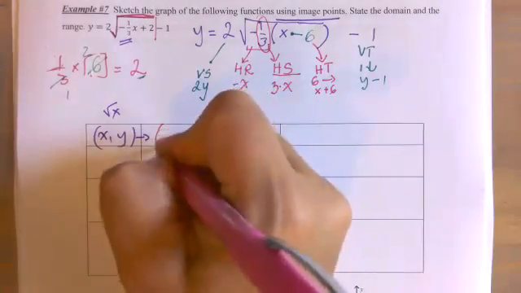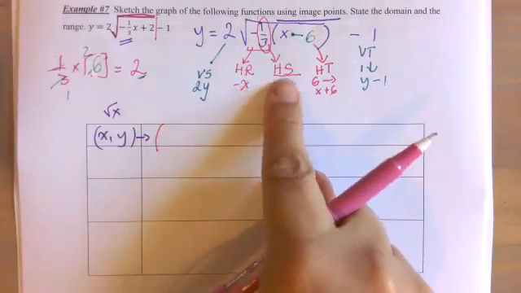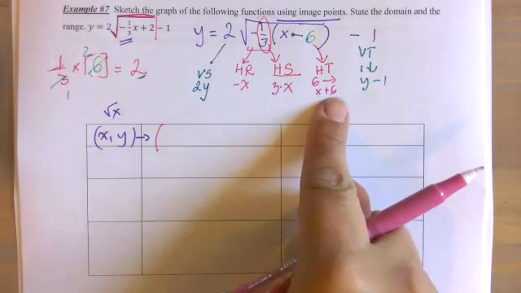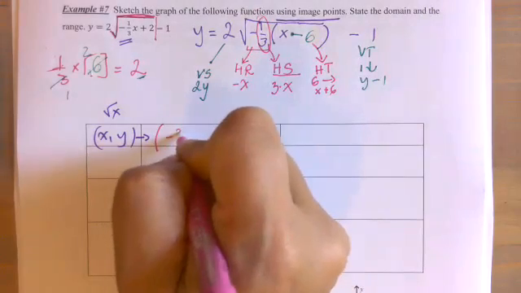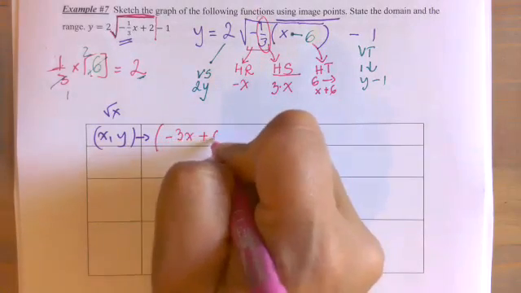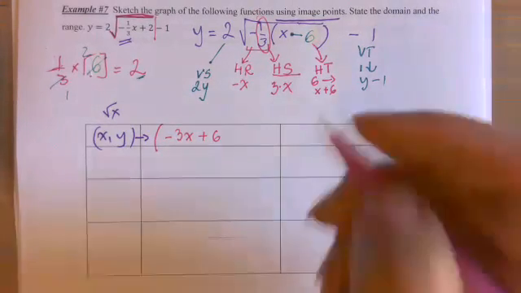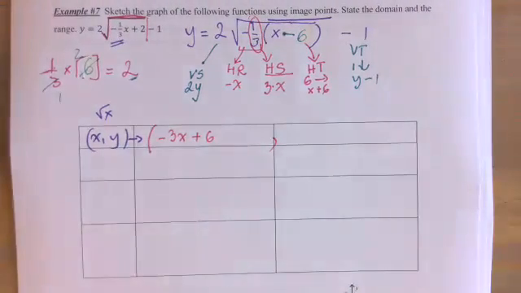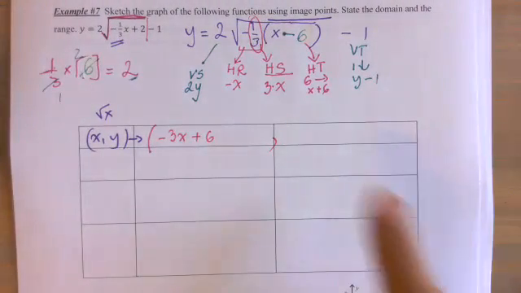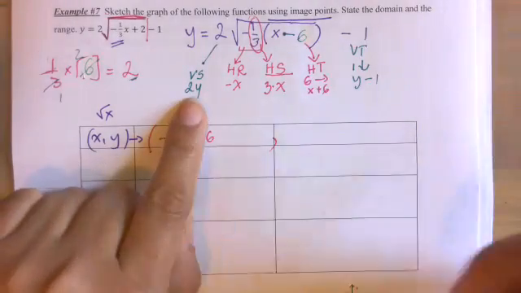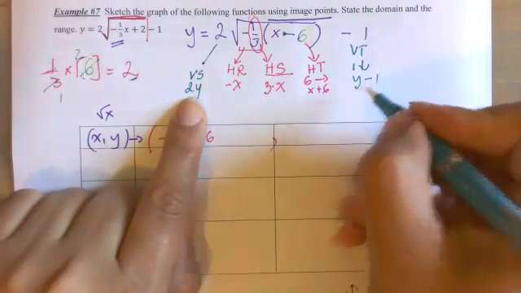So here are our x's. So negative x, negative 3 times x, negative 3x plus 6. So negative 3x plus 6, comma, and then we'll move to the vertical transformations: 2 times y minus 1.